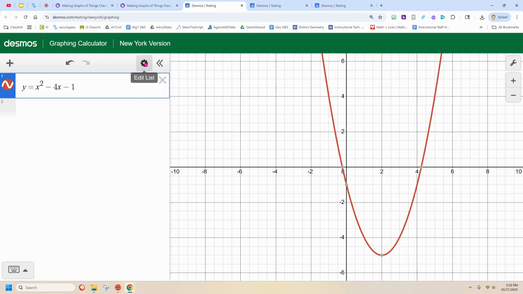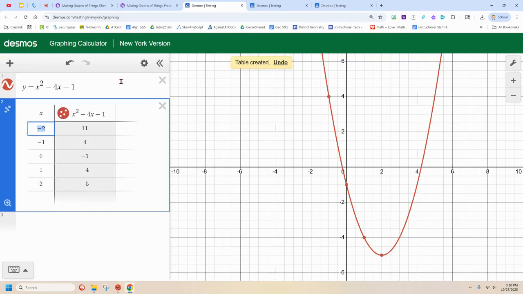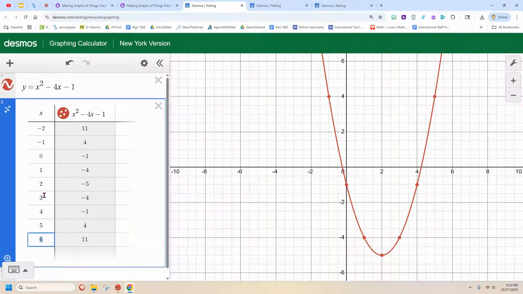So here we go. Settings wheel, table, and then remember I talked about extending the table. You could just go 3, enter, 4, enter, 5, enter, 6, and then I'm done. There it is. So I've extended my table. I have everything I need. Now, this is the next part that I want to talk about. Right here, you can see that we have -2, -4, -6.